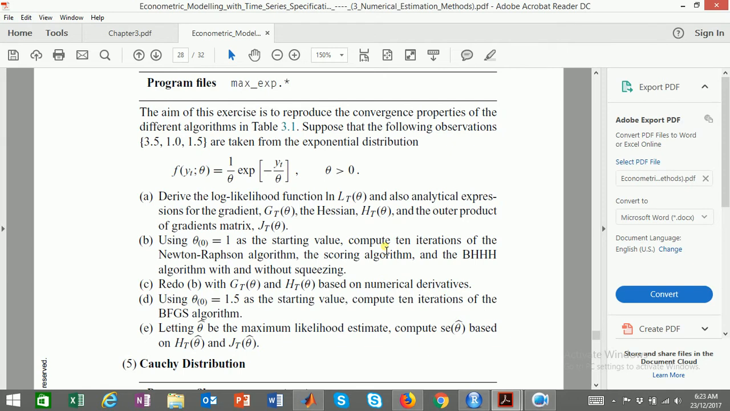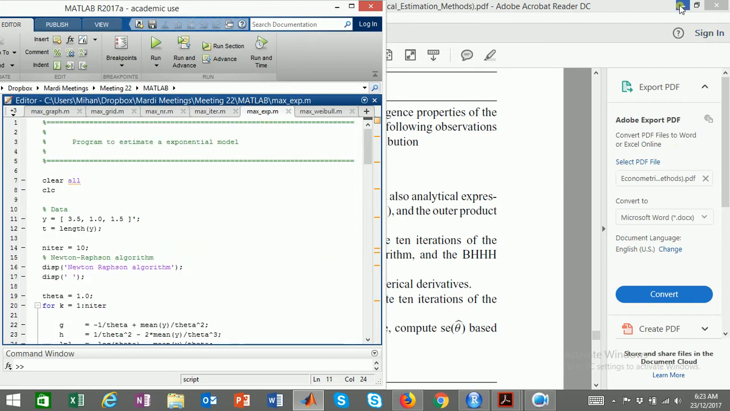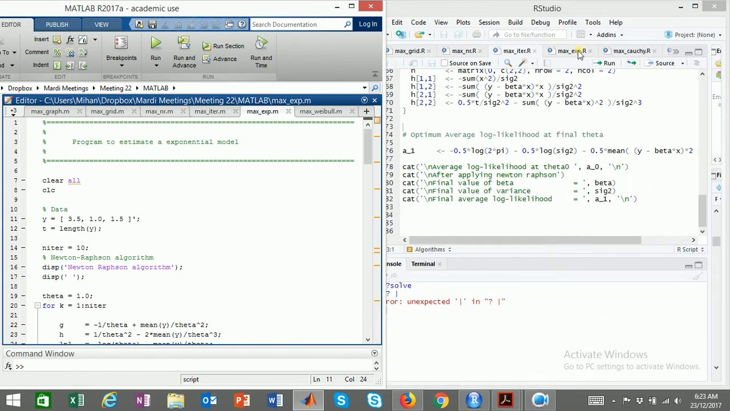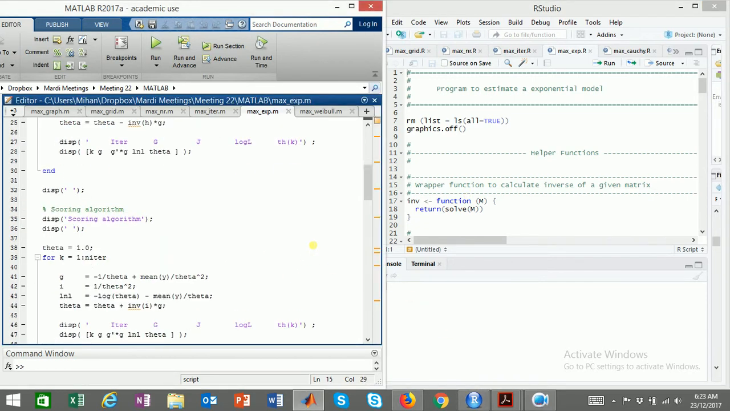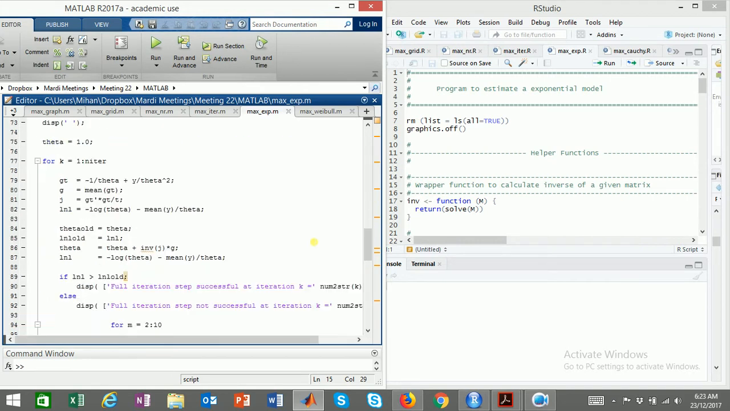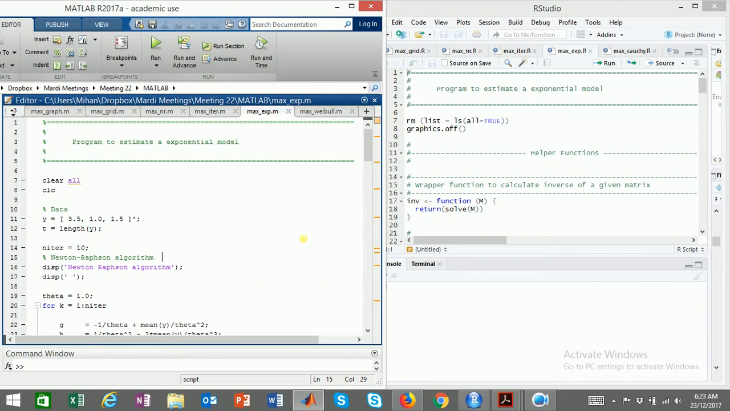Derive the log likelihood functions using theta 1 equals 1, the full information, then 1.5 as the starting value. Let's see what happens. Max exp is gonna be easy. Alright, program to estimate exponential model. Let's see if they have created any local function. No. Okay, let's start.